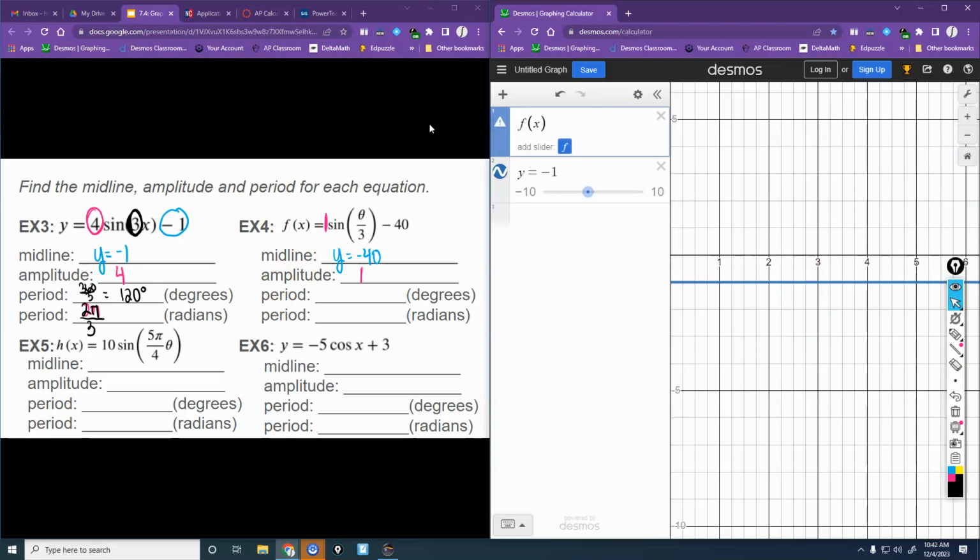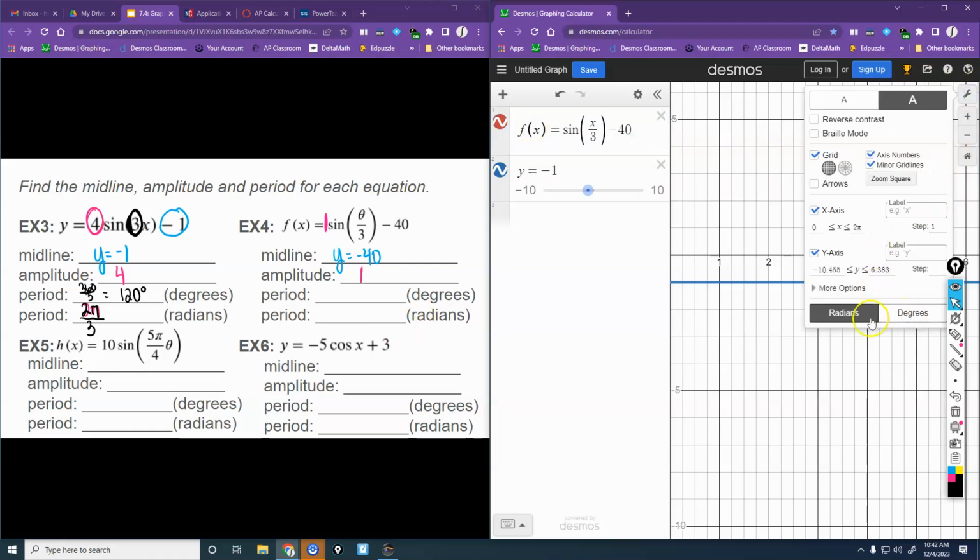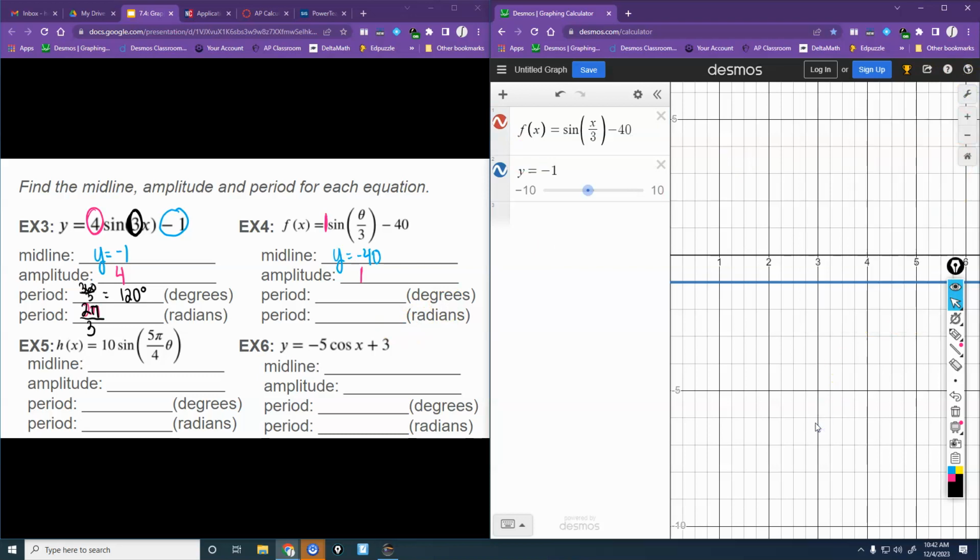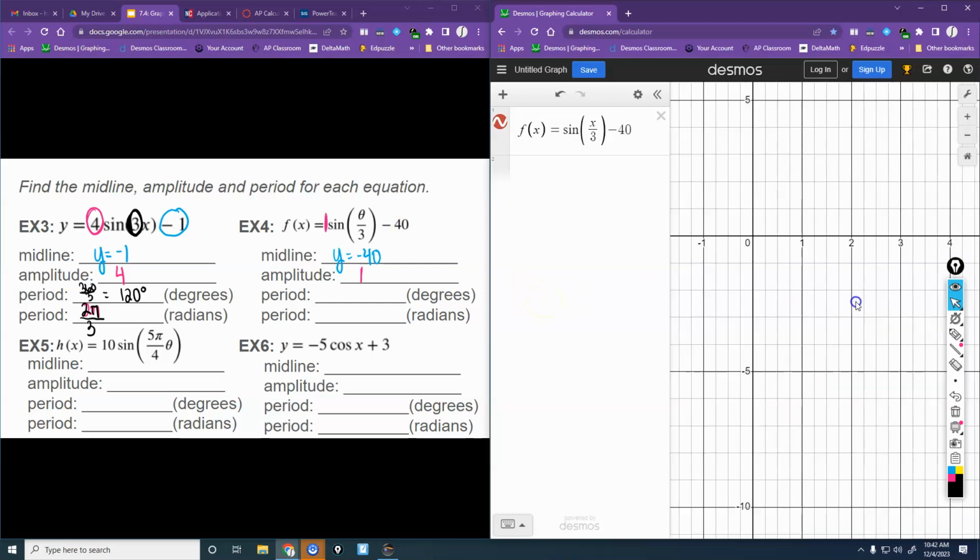F of x equals sine of, use an x instead of a theta for that. All right, I can't see it. Why can I not see it? Okay, let's go to radians. Actually, I am in radians. Definitely, let's get rid of this too. I can't see it because where's my midline? Negative 40. And I am at 0 right now.